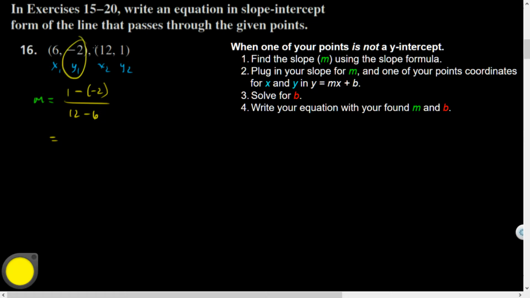You can do y1 minus y2 over x1 minus x2. That's fine. I do know that some of the middle school teachers show it that way. So if that's what you're used to, that's 100% fine with me.